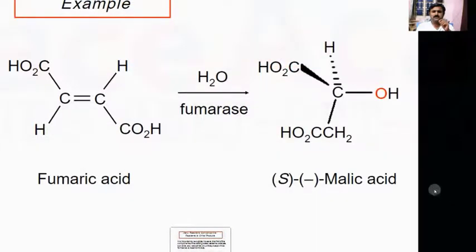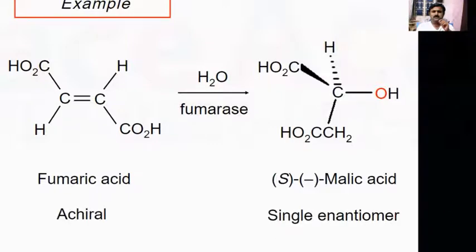See here. Fumaric acid, a trans compound, gives malic acid here. What we observed is that fumaric acid is achiral, and the malic acid is a single enantiomer, that is, a non-superimposable compound.